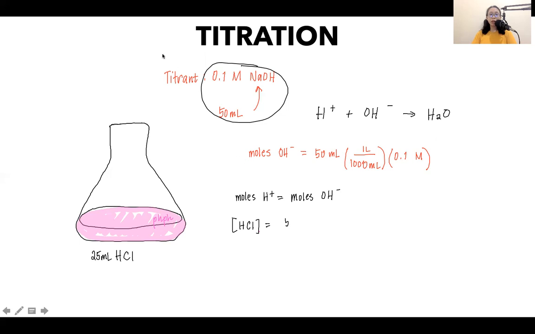So that's 50 ml or 0.050 liter times 0.1 molar, which is the concentration of the base. And we divide this by the volume of our analyte, which is 25 ml or 0.025 liter. So this will give us a concentration of 0.2 molar.